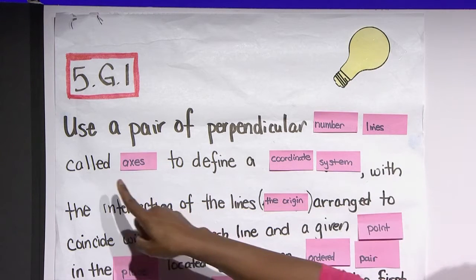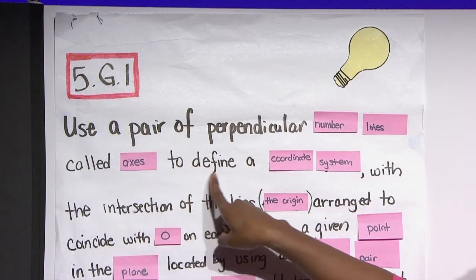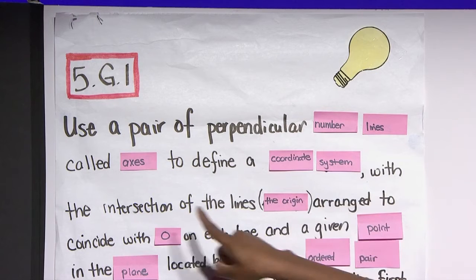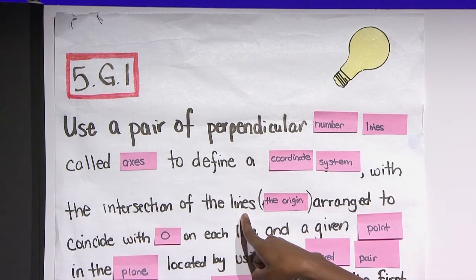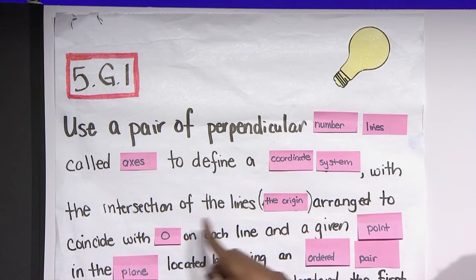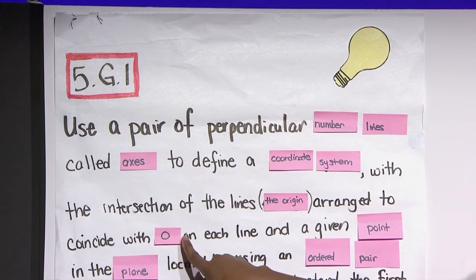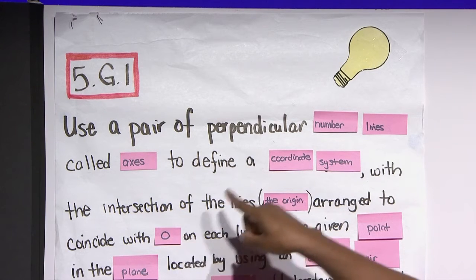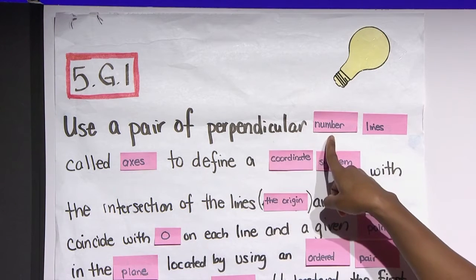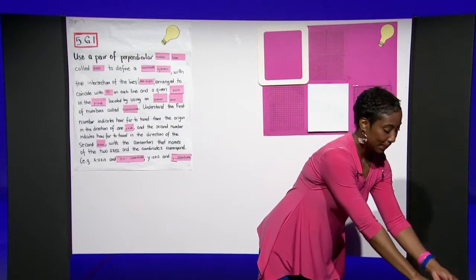It also says we're going to take those number lines and call them axes to define a coordinate system with the intersection of the lines. We're going to call that the origin, and it's going to be arranged and coincide with the number 0. So let's stop right there for a moment. We're going to take a pair of perpendicular number lines. So let's see what that looks like really quickly.